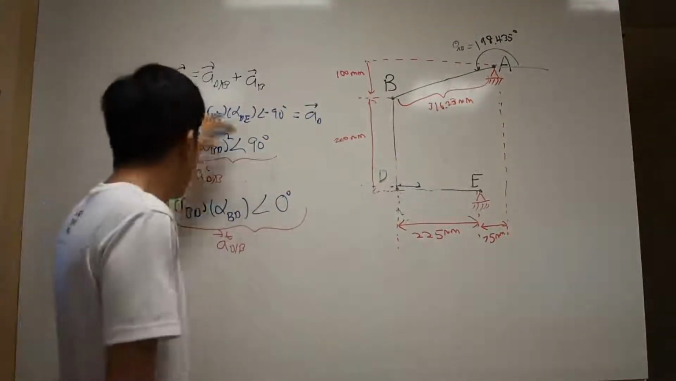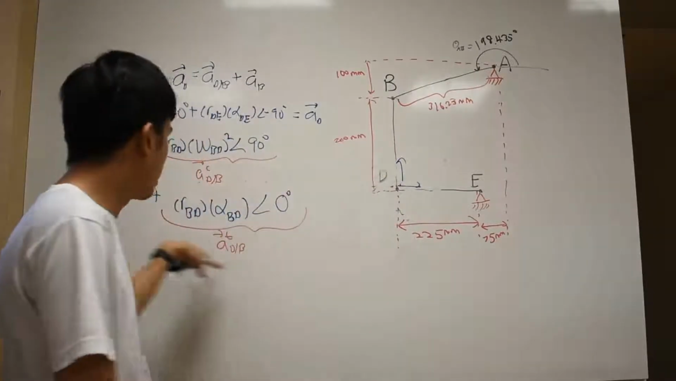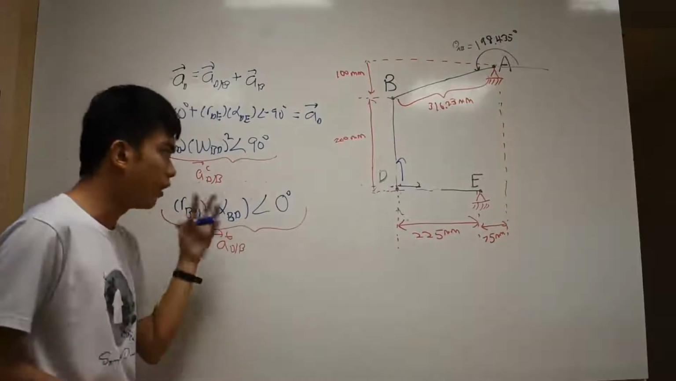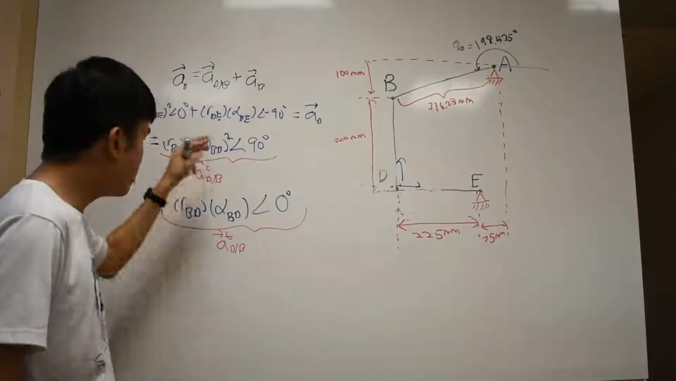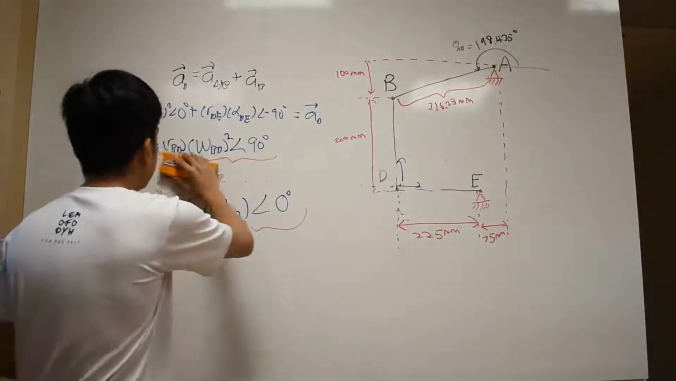So basically, this is the centripetal part, the acceleration that's pointing this way. And this is the tangential acceleration part, the acceleration that points this way. So we have omega squared R, and alpha R: RBD, RBD, alpha BD, and omega BD. Okay? Omega BD, you found this from previous calculation. So let's just isolate this out again.